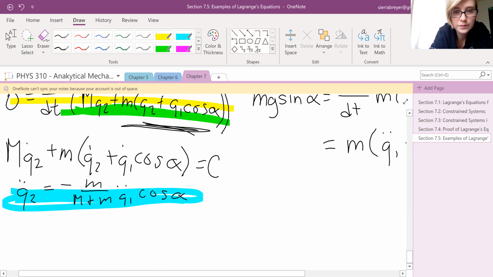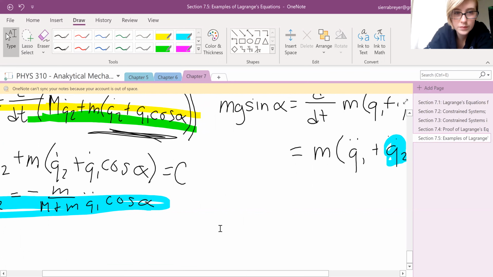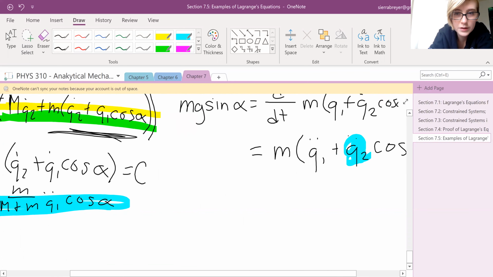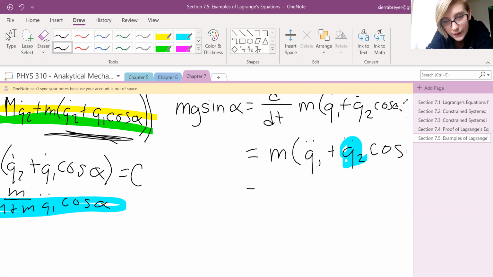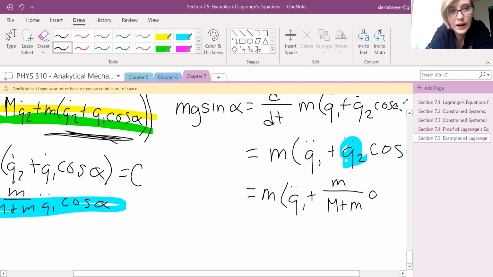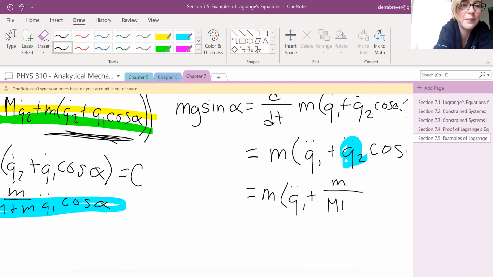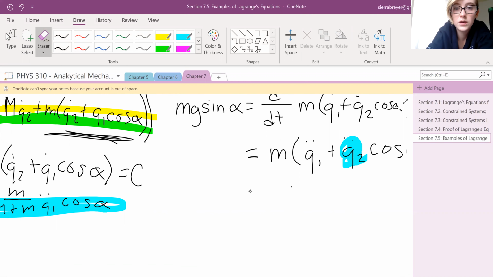I'll do one of these where I don't have it fully memorized, so I'm gonna look at it. Q1 dot dot plus M over M plus M Q. Actually, you know what? No, we're not doing that mess. I'm gonna use an eraser like a smart person.